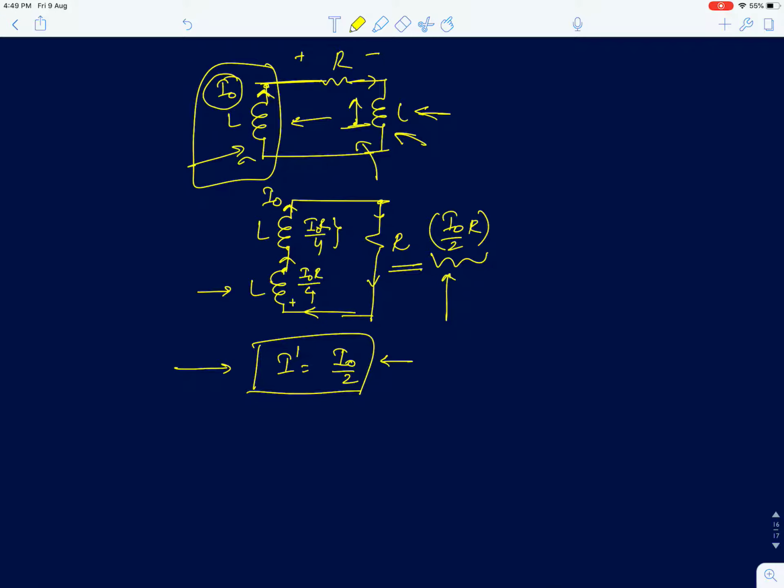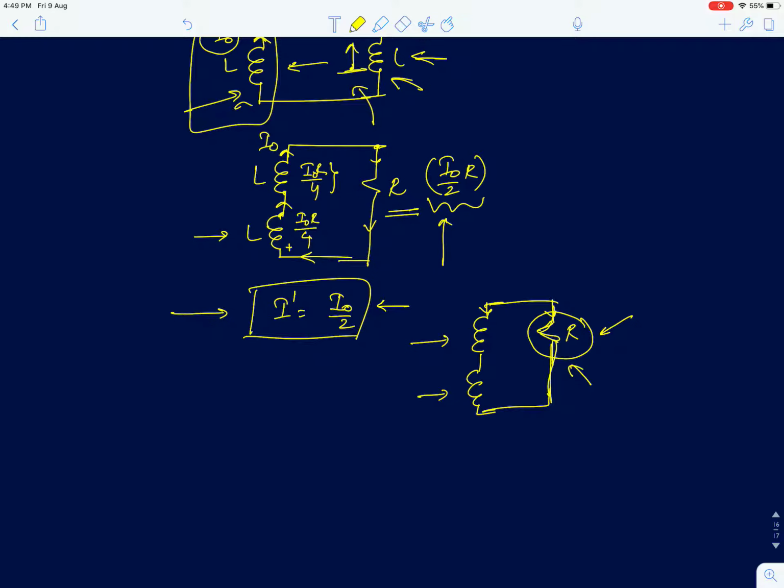The only difference between the previous circuit and this circuit is that there is a constant current always flowing across the resistor. Therefore, there is a constant power getting dissipated across the resistor for all time. As long as there is current in the inductor, there will be a power dissipation across the resistor, which means the resistor will keep on dissipating power until I naught itself becomes 0. So this resistor is going to dissipate all the power that is initially stored as energy in both the inductors.